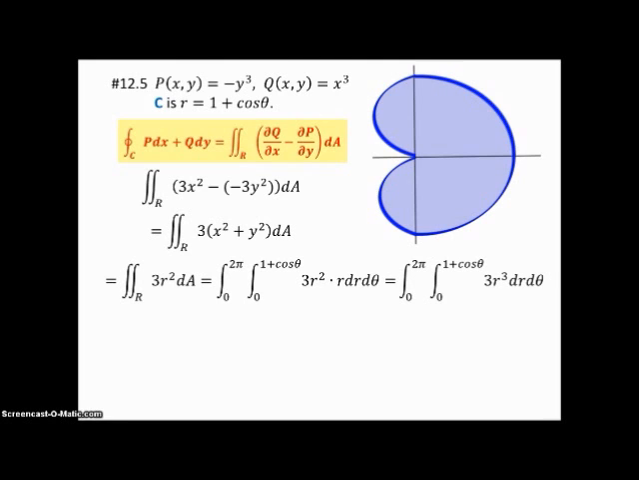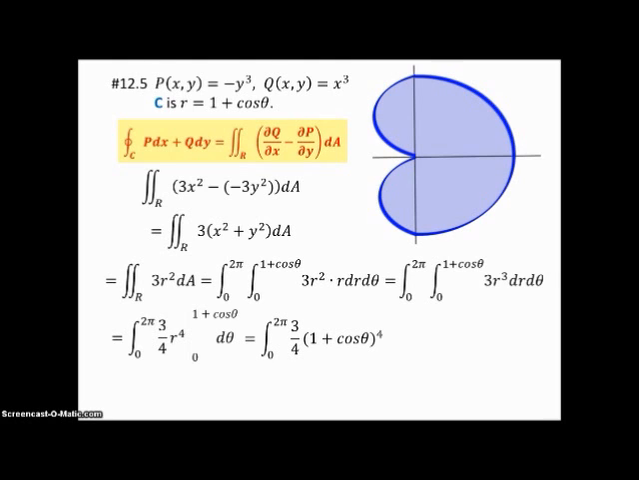R goes from 0 to 1 plus cosine theta, and to get the entire region, you need theta to go from 0 to 2 pi. And then don't forget that dA becomes r dr d theta. There's an extra r that's not obvious intuitively, so don't forget that. So then that simplifies to 3r cubed dr d theta. Now it's antiderivative time, and we get 3/4 r to the 4th evaluated from 0 to 1 plus cosine theta.